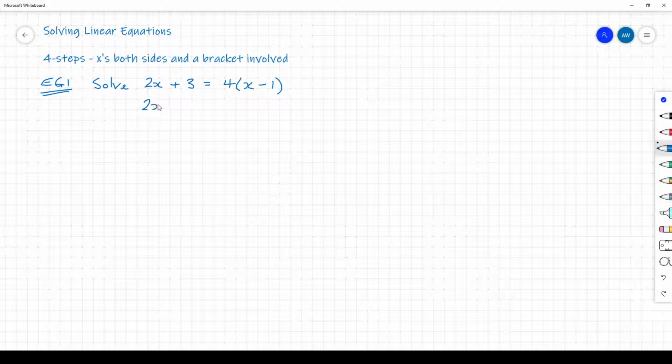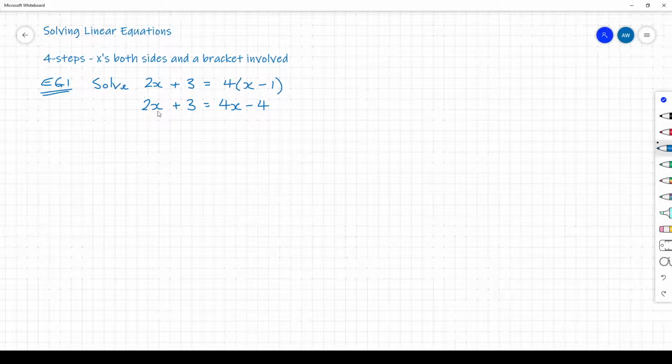Let's do that first. So 2x plus 3, we don't do anything with that. That stays as 2x plus 3. Now we do 4 times the x, which is 4x, and then 4 times minus 1. Because the 4 is positive, and the positive times the negative is negative, 4 times 1 is 4. So always break it down like that, it makes it a bit easier. Now we can see we've got an equation with x's both sides, and it's going to take 3 steps to solve this one, like the previous video.